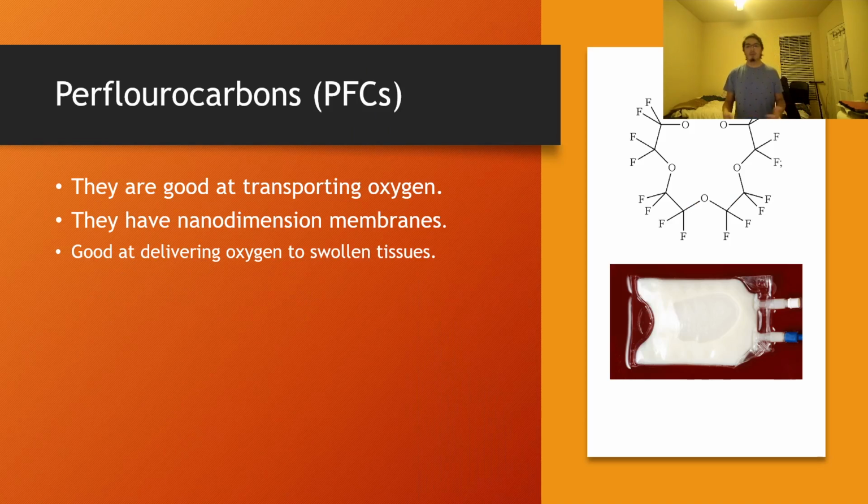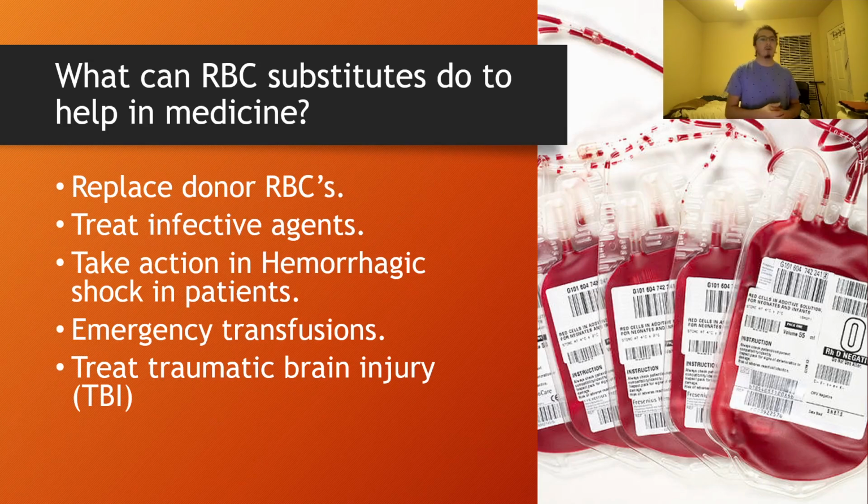Perfluorocarbons are another example. Instead of hemoglobin, it's perfluorocarbons, and they're really good at transporting oxygen throughout the body. Since they're pretty small, well, both of them are small, this one is pretty good at fixing tissues, smaller tissues around the area. I'll talk about them. So what can RBC substitutes do to help in medicine?